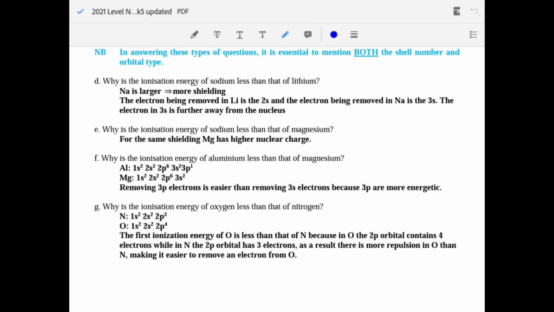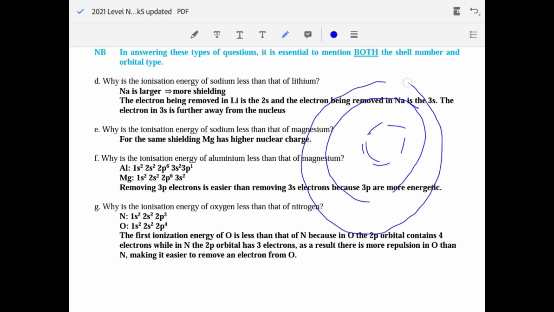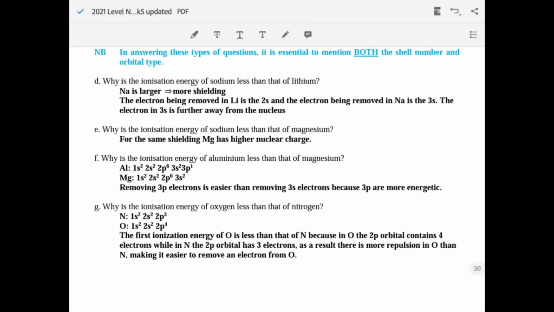Now, why ionization energy of sodium is less than lithium is because sodium has a shell protecting it, and then lithium. So this one is sodium, and then lithium is only this much. So obviously, it's more protected from this positive nucleus.